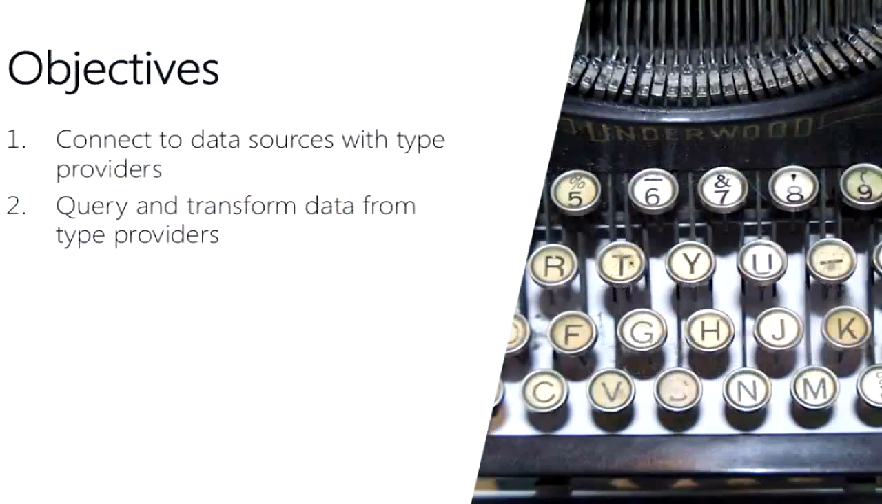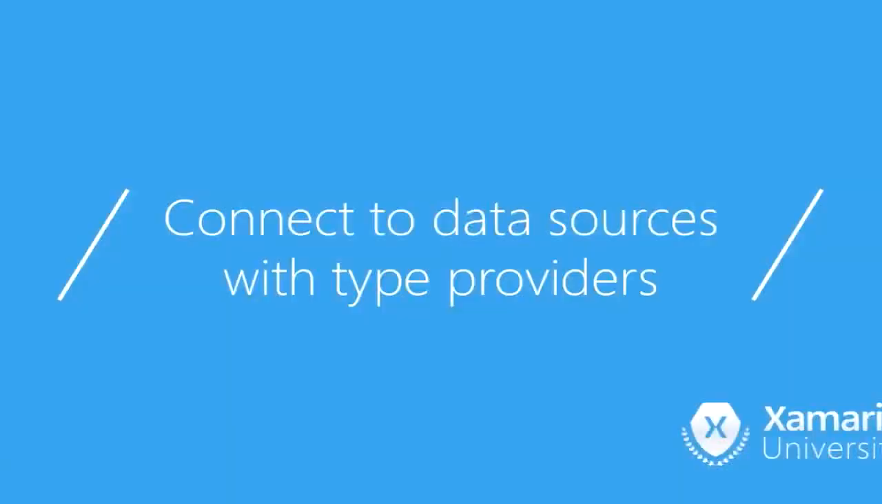In this class, we're going to learn about how to consume data in an F# application using a highly customizable feature called type providers. And we've got two objectives that we're going to cover today. First, we're going to talk about type providers and how to connect to data sources. And then next, we'll look at query expressions, which are often used with type providers to filter, select, and transform data. Let's start by looking at what type providers are and how to use them.